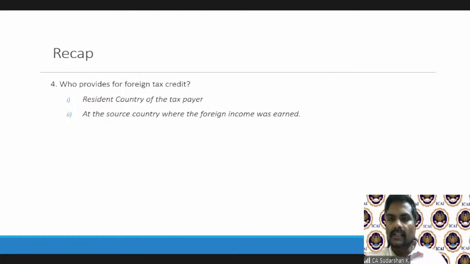Who provides for foreign tax credit? Again, very basic: the resident country of the taxpayer. Because in India, a tax resident is taxed on a worldwide basis. Section 5, scope of taxation: a resident is taxed on the worldwide income. Therefore, any taxes that he has suffered in a foreign country, the resident state will always be obliged to eliminate. So the obligation is on the resident state to eliminate double taxation. So the answer to this will be 1.